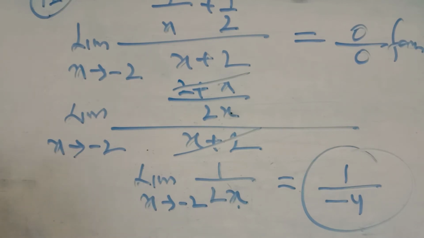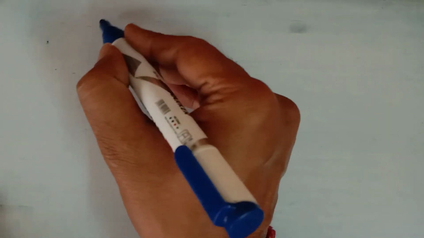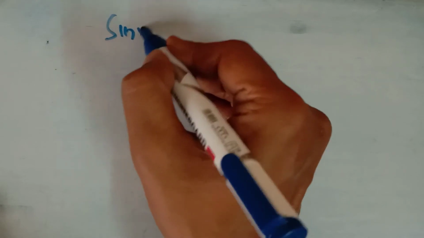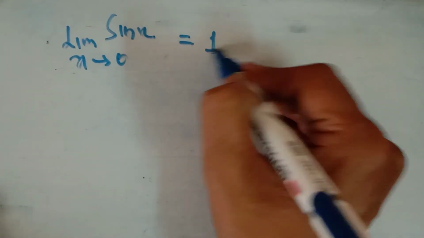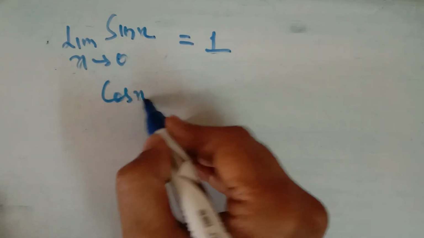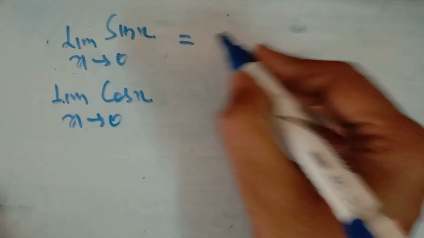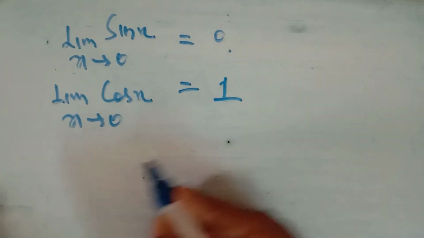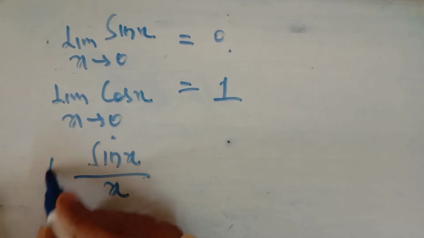To find the limit of a function, you have to remove the 0 upon 0 form. Now after question number 12, we have to use some standard limits that we have done already; you have to recall them again. Limit of sin x as x goes to 0 is equal to 0, and limit of cos x as x goes to 0 is equal to 1. Then we have done this standard limit, sin x upon x.